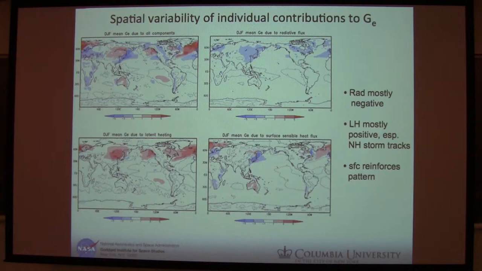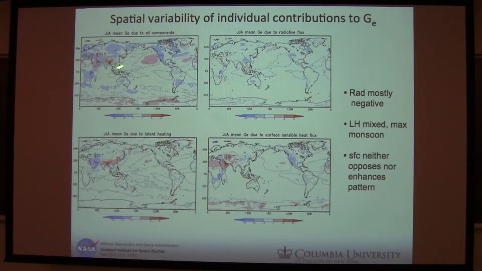So this is the same plot series for JJA, and we see that generation is dominated by latent heating in the monsoon region and by surface sensible heat fluxes mostly over North Africa. Some of those two, plus the negative contribution from radiation. And then the surface fluxes, unlike in the DJF, neither oppose nor enhance the pattern.